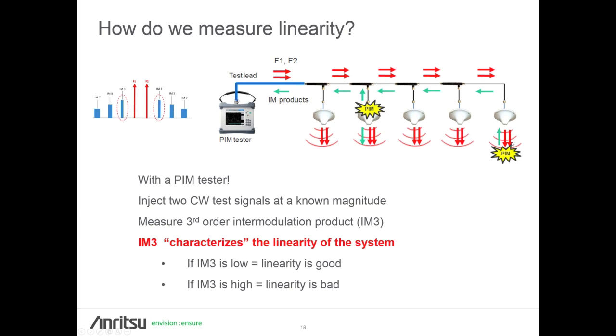If there is a PIM source, either in the feed system or beyond the feed system, when the transmit frequencies of our test instruments pass through it, PIM is generated. It acts like a point source radiator, meaning that the PIM signal will follow the transmit signals out as well as go back towards the receiver. And so our PIM test instrument is designed to transmit the high-power test signals and receive at the third order intermodulation product frequency. The instrument can be set to measure third, fifth, or seventh, but typically IM3 is used as it characterizes the linearity of the system, meaning that if IM3 is low, the linearity of the system is good, and if IM3 is high, the linearity of the system is poor.